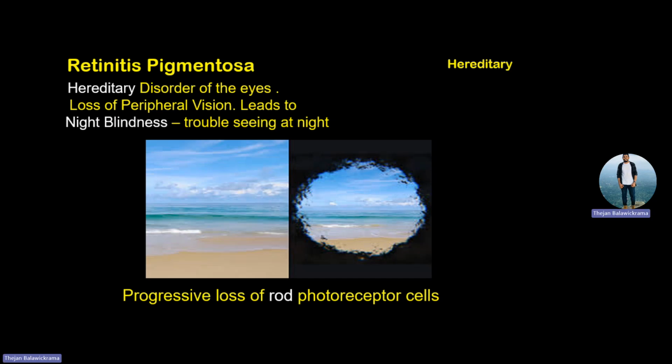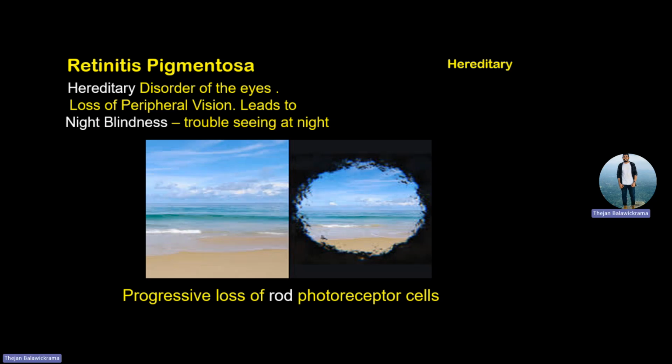in the photoreceptors. In the retina, you get two types of photoreceptors, cones and rods. The rods are in the periphery. They mainly give rise to black and white vision. Whereas in the center, you get the cones. The cones are mainly for sharp vision and color vision. So we are talking about the rods. There is a progressive loss of rod photoreceptor cells in the periphery. Therefore, they cannot see.